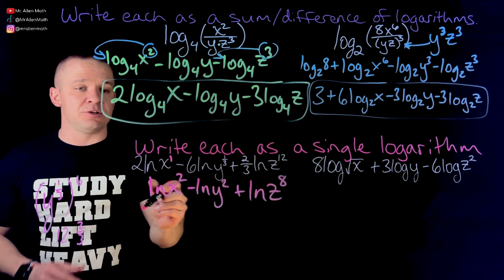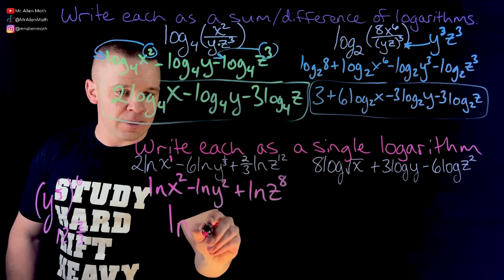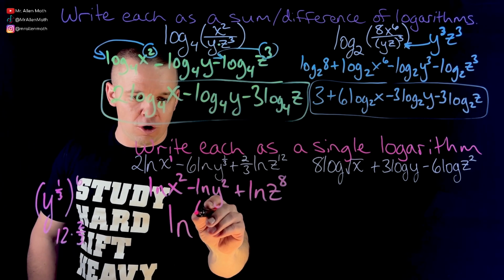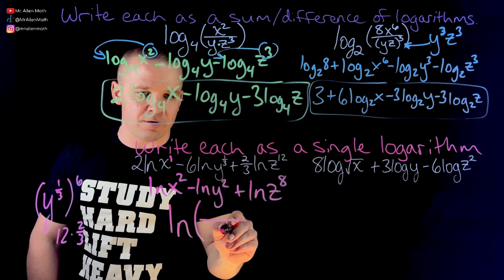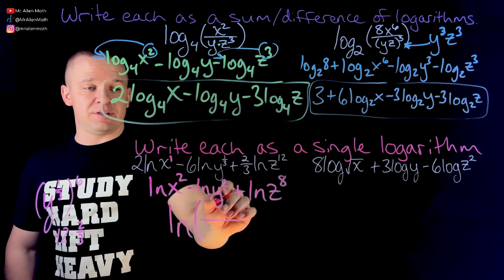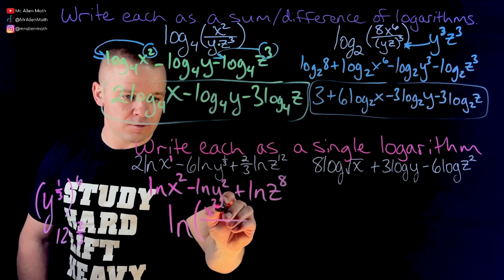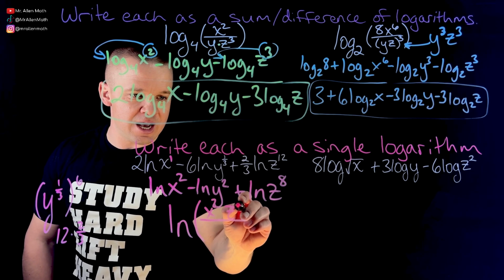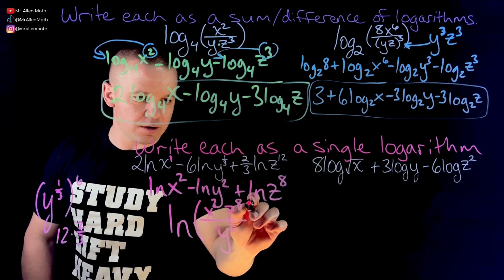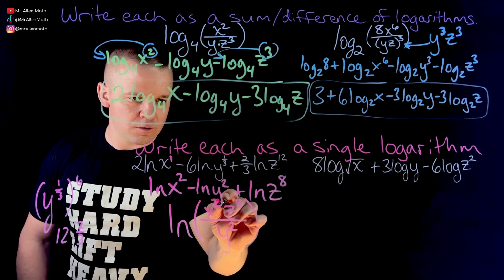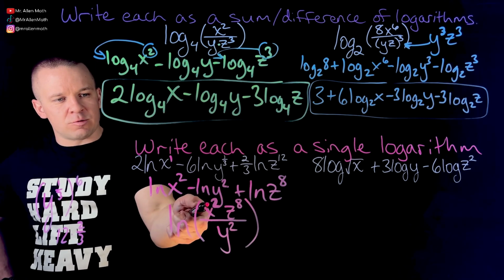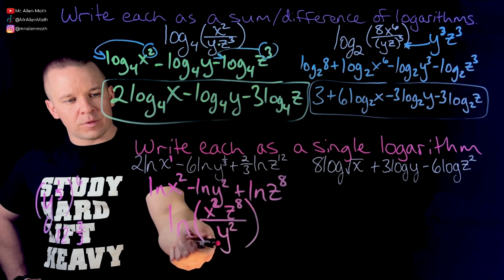So now let's get this into a single natural log. Because I have subtraction here, I'm going to need some division. So I'm going to open up a set of parentheses and get a little fraction going. We have x squared, and this is also positive, z to the 8th. So x squared and z to the 8th over, the only one in the denominator, y squared. Sorry, that 2 kind of blends in with the y there. Hopefully you can tell.